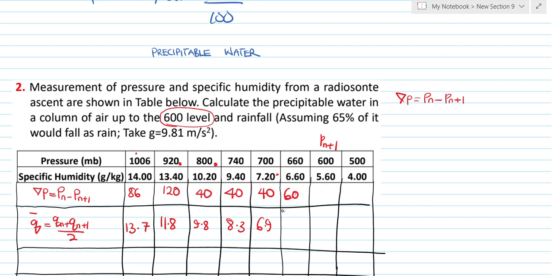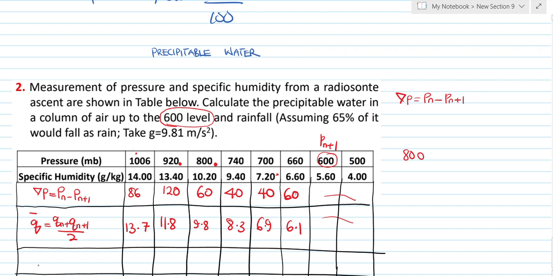Then we have 6.6 plus 5.6, that's 6.1. Now I think we made a mistake here. This side is supposed to be 800 minus 740, and that is 60. So this is 60. Remember, because we are ending on this level, we are not coming to this lane. Are you okay?